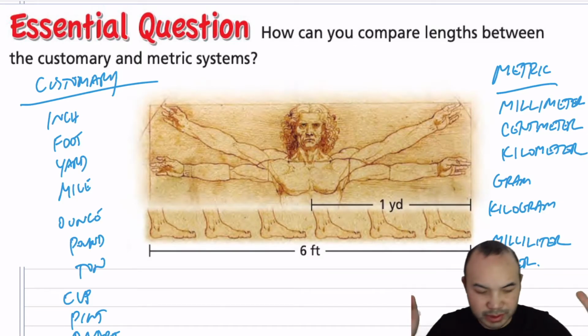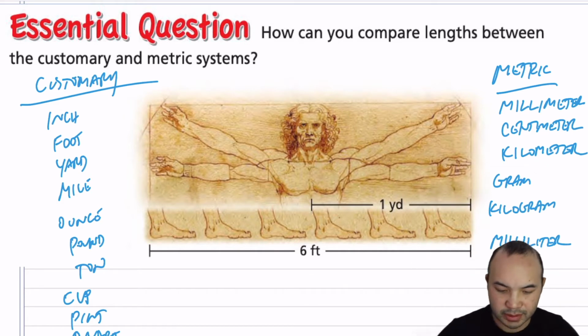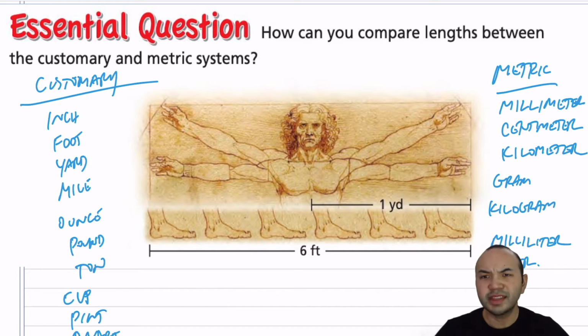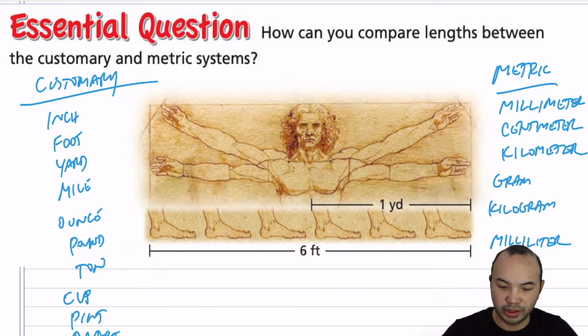So how can you compare the lengths between the customary and metric systems? Right here you see 6 feet and 1 yard. That's fine, because you know there are 3 feet in 1 yard. So 6 feet is longer than 1 yard, because 6 feet would actually be 2 yards.